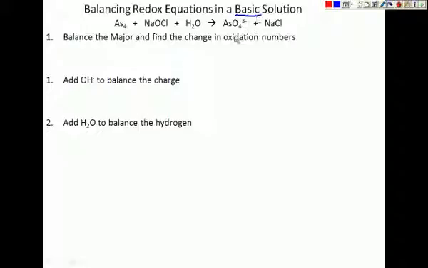Okay, so it's very similar to the last video where we balanced it in an acidic solution with a few small changes, and I wrote the steps right here. For some reason it should be 1, 2, and I think this one should be 3. Okay. Anyways, let's balance our solution. Step 1 for balancing this particular redox equation in a basic solution is balance the majors, which we're quite familiar with. So I'm going to rewrite this equation right here.